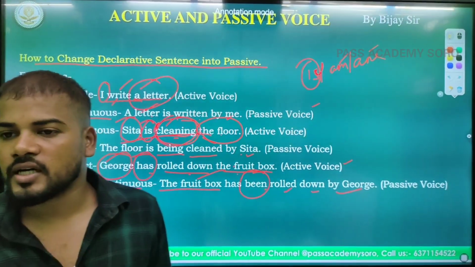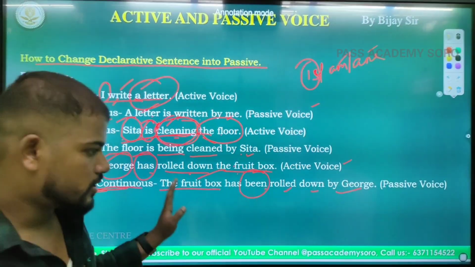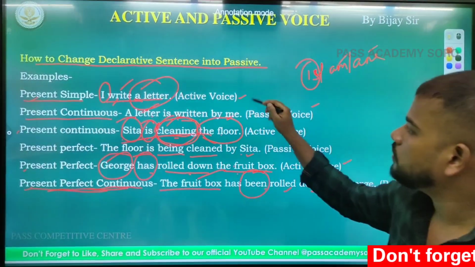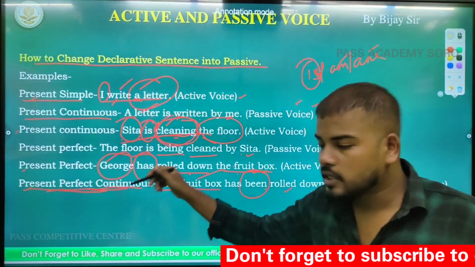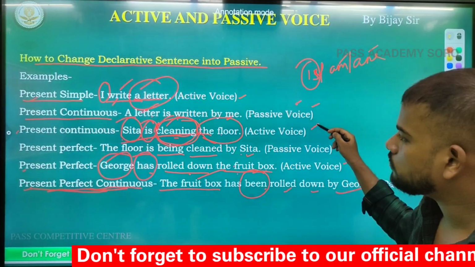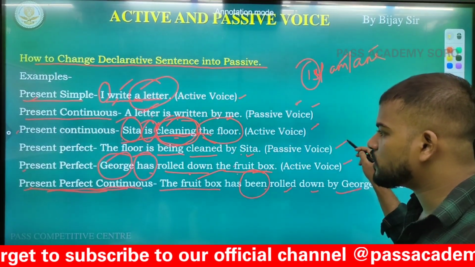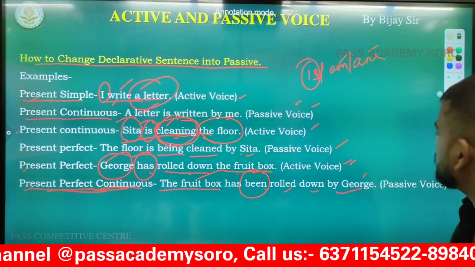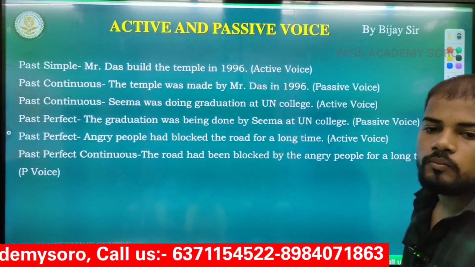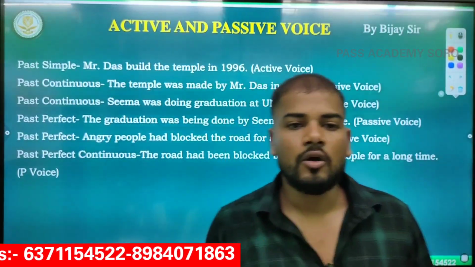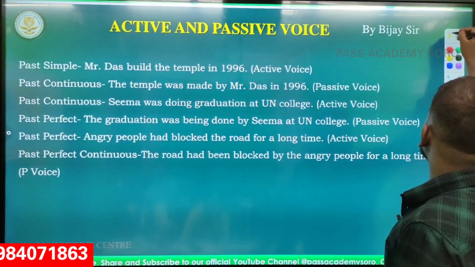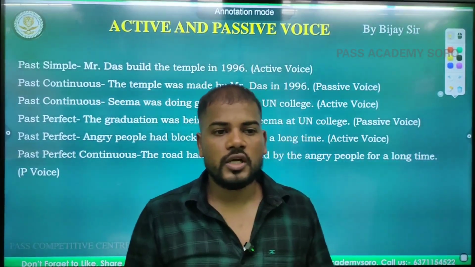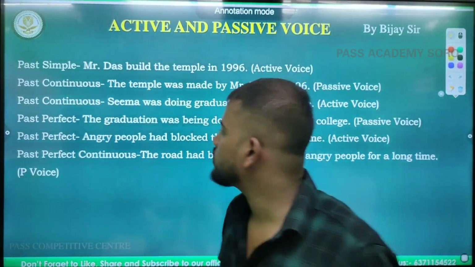So this is how to change a declarative sentence into passive voice. We took the examples of present simple and converted it into present continuous. Next we have present continuous, then we change into present perfect continuous. Then present perfect tense we convert into present perfect continuous. Then we have past form. If our sentence is in past form, what are the tenses we have to change from active voice into passive voice?